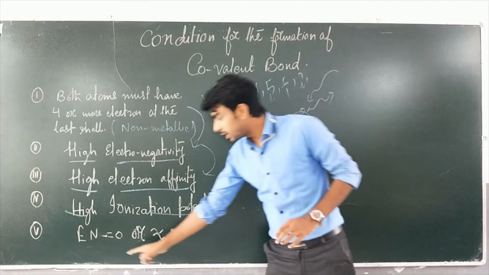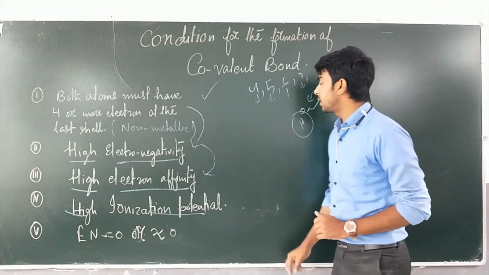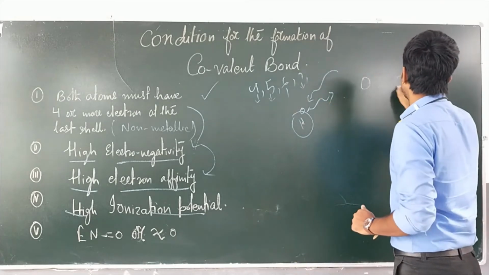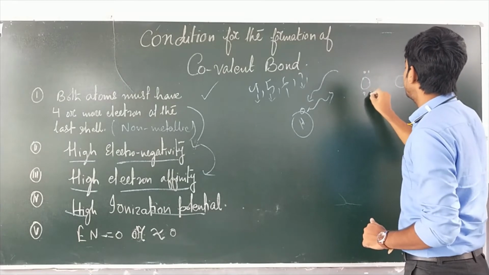Now the last one is that the electronegativity difference is zero or almost zero. Why is the electronegativity difference zero? Suppose, just take an example of oxygen. What happens with the oxygen?